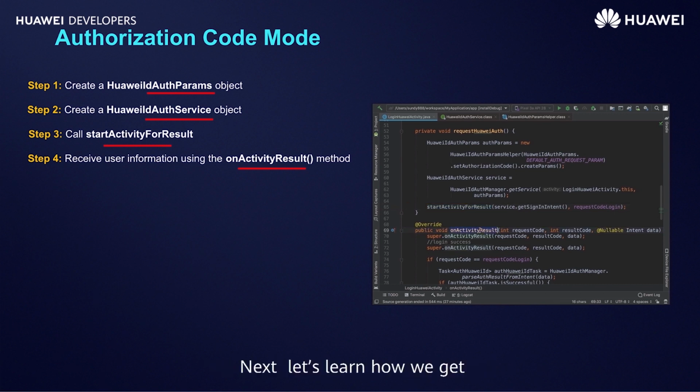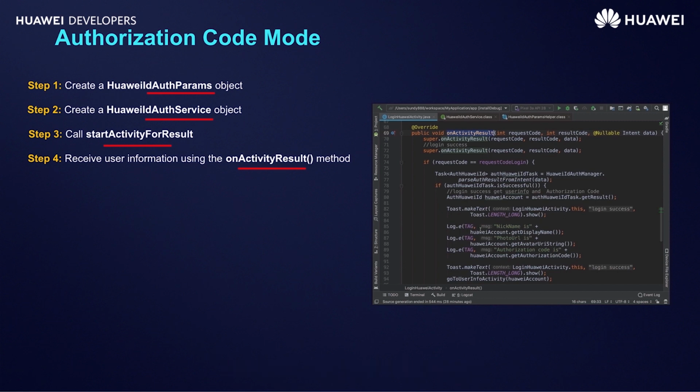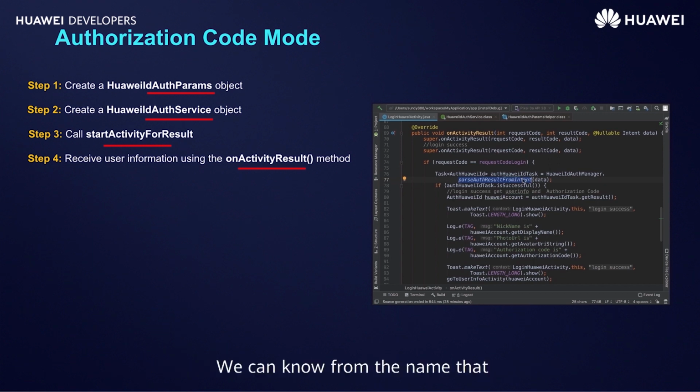Next, let's learn how we get the information that Account Kit returned for us. In order to help developers obtain basic user information, Huawei Account Kit encapsulates a powerful API. That is, HuaweiIdAuthManager parseAuthResultFromIntent. We can know from the name that, with this method, we can obtain user login information from intent data. Let's take a specific look. This method returns a task object containing the AuthHuaweiId object, which is what we need. Let's find what information this object contains.